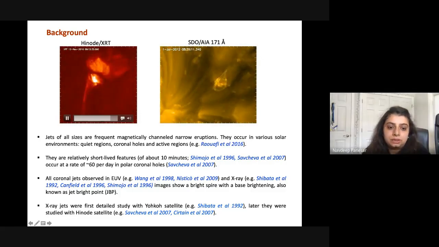Active region X-ray jets were first studied in detail with the Yohkoh satellite, and polar coronal hole X-ray jets were studied in detail with the Hinode satellite. A possible driving mechanism for these jet eruptions is explosive magnetic reconnection. However, the triggering and driving mechanism for these jet eruptions is not fully understood. There are some studies in which researchers showed that flux emergence may lead to these jet eruptions. There are also some recent studies in which mini filaments, small-scale filaments, are seen to drive the coronal jet eruptions.